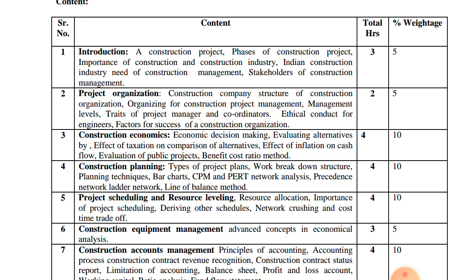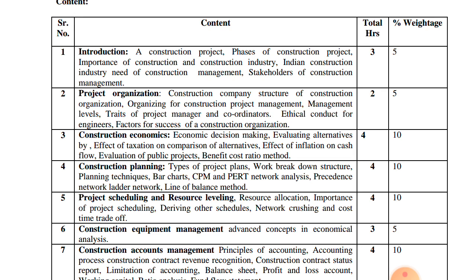In this chapter GTU asks two questions, one of 4 marks and second of 7 marks. From construction economics, generally the effect of taxation on comparison of alternatives is an important topic, and the second important topic is the benefit cost ratio.